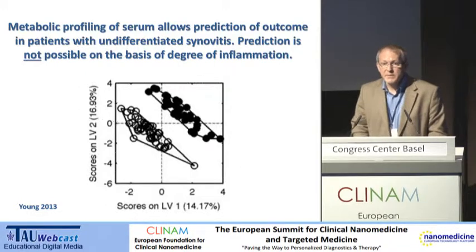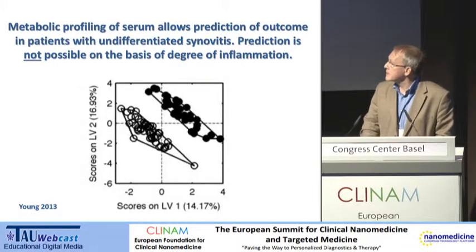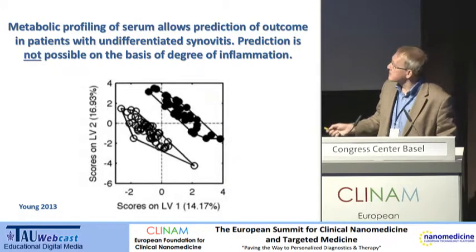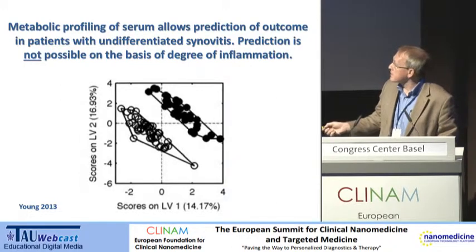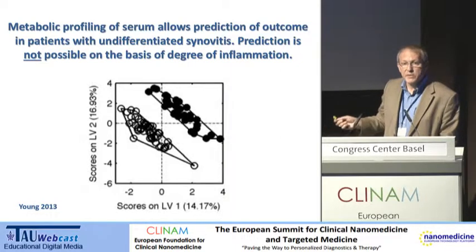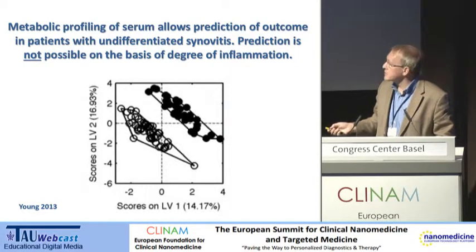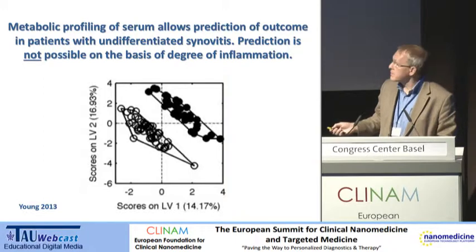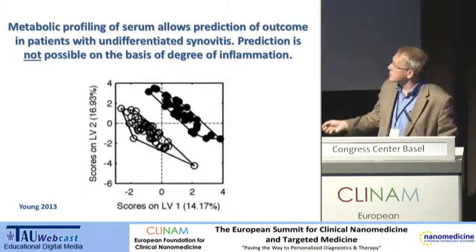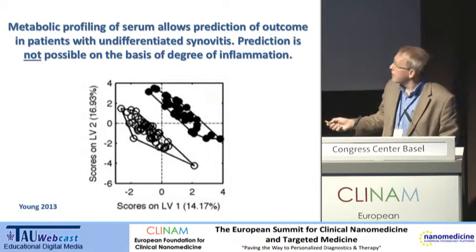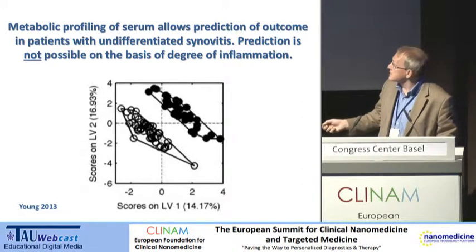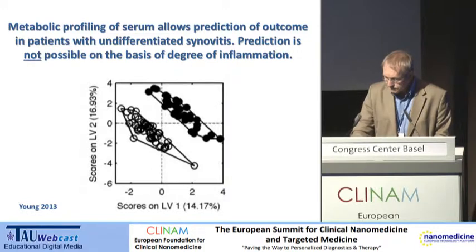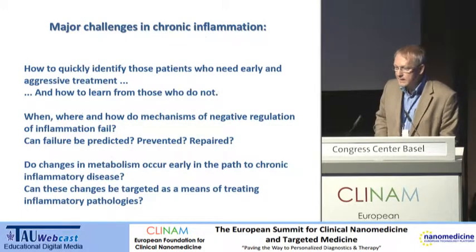However, when we examine their serum and we carry out metabolomic analysis, we find that we can actually separate them. These are patients with early arthritis. We can't separate them on the basis of the severity of inflammation, serology, or any other criteria, but on the basis of their metabolic profiles, we can tell which ones are going to spontaneously resolve their disease and which ones are not. And this is my final slide.